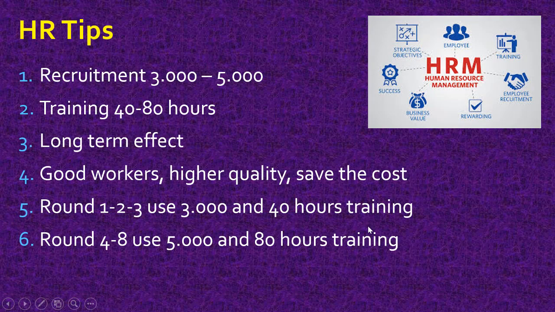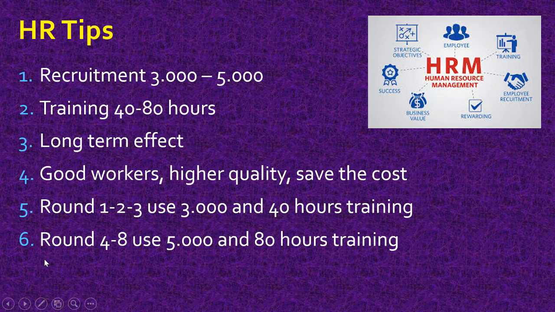Sorry. So again, the tip for human resources: recruitment from 3,000 to 5,000, training from 40 to 80 hours. This is a long-term effect. If we have well-trained workers, we can have higher quality of work, save cost, and have high quality of the product too. In rounds 1 to 3, we can use 3,040 hours, but it depends on the situation.